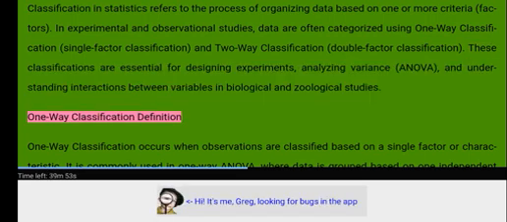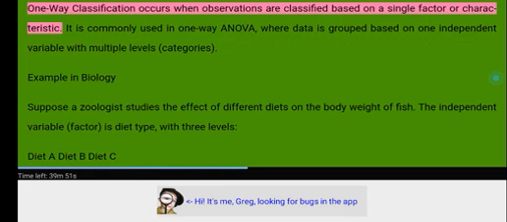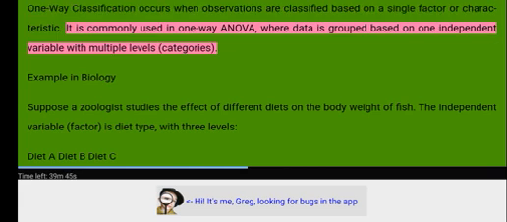One-way classification definition. One-way classification occurs when observations are classified based on a single factor or characteristic. It is commonly used in one-way ANOVA, where data is grouped based on one independent variable with multiple levels (categories).